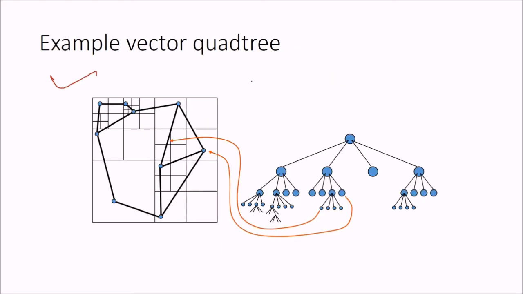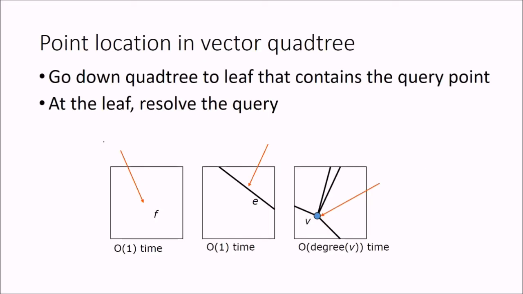This is an example of a vector quadtree, as I just suggested, where we divide again into m-ary and finally place it in the leaf. See, these are the leaves. These are the points, and these are the edges. For point location in a vector quadtree, we go down the quadtree to the leaf that contains the query point, and at the leaf we resolve the query.